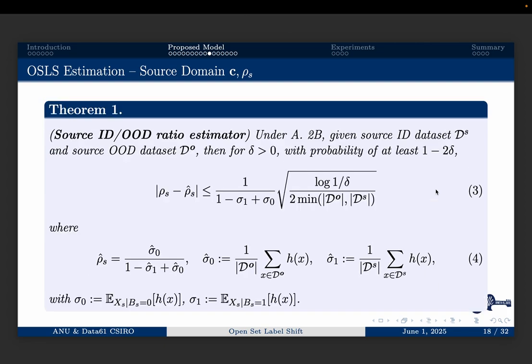The error of this estimator is bounded with concentration inequalities, given the assumptions and this extra out-of-distribution dataset available.